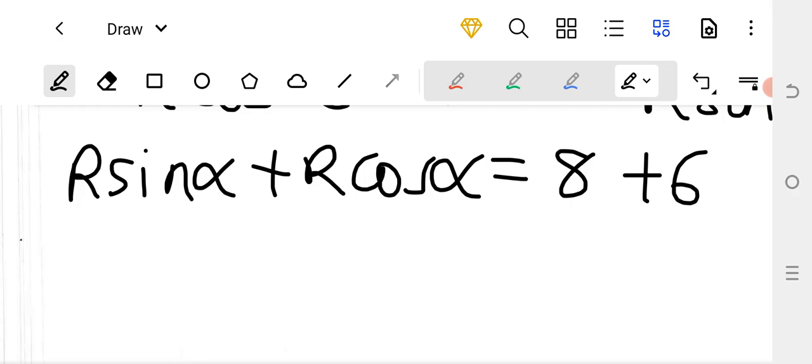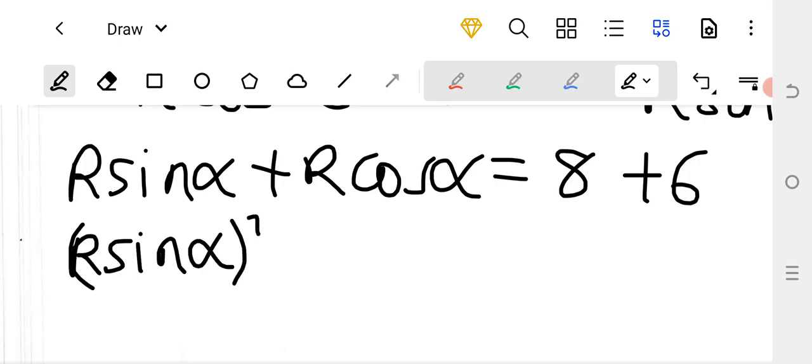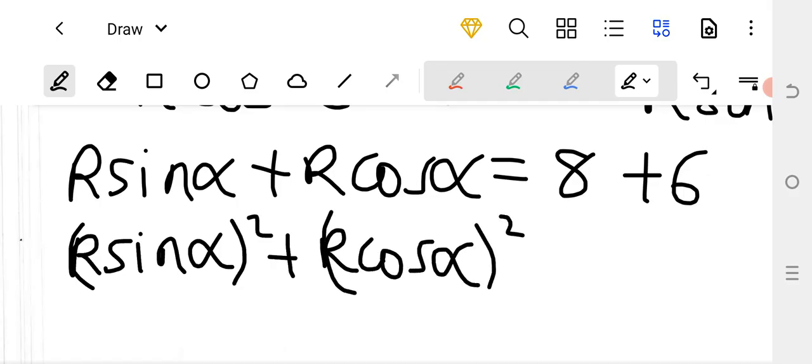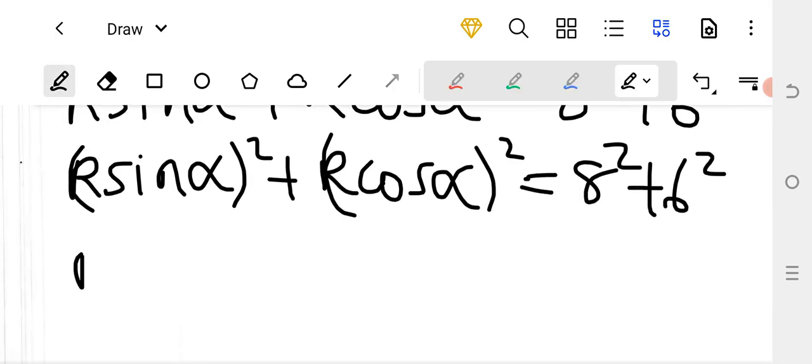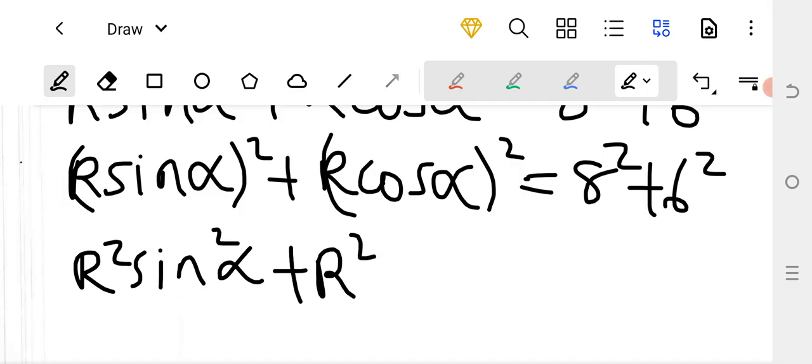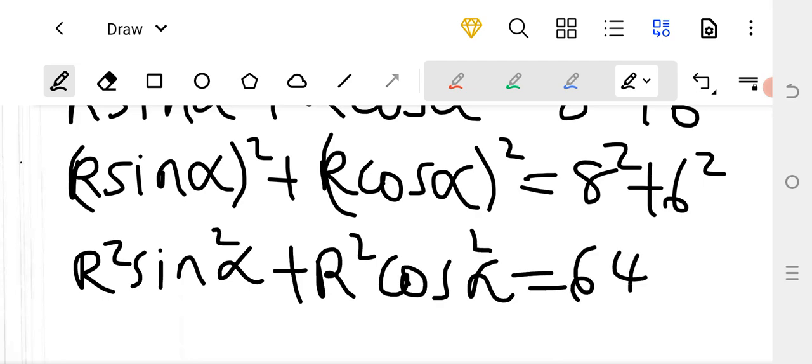So after we write it in this form, we are going to square each term. So (r sine alpha) squared plus (r cos alpha) squared is equal to 8 squared plus 6 squared. It's going to become r squared sine squared alpha, that's how you write sine squared alpha, plus r squared cos squared alpha is equal to 64 plus 36.